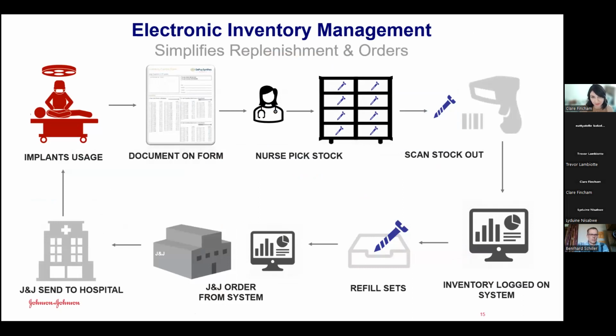The surgery happens. They manually just tick off what they use. They pick those products in their cabinet. They scan the stock out. And then obviously when they scan the stock out, it is logged on a system. Then they will open the little baggies. They will refill the toolboxes. And then I will see it on my system and I will submit an order to Johnson & Johnson.